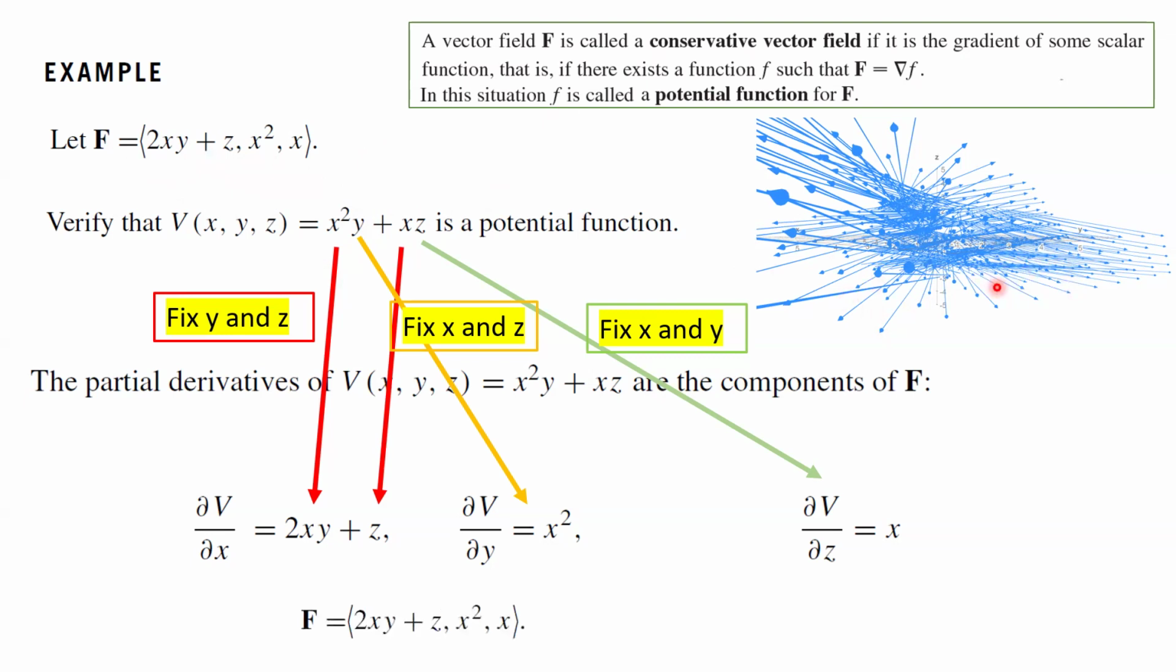Now our conclusion. Since F, our vector field, is defined as 2xy plus z as the first component, x squared as the second component, and x as the third component, as you can see, it is indeed equal to the gradient of v. The partial derivative of v with respect to x is the first component of F. The partial derivative of v with respect to y is the second component of F, and the partial derivative of v with respect to z is the third component of F. What's the meaning of that? It means that v is a potential function for F, and F is a conservative vector field.